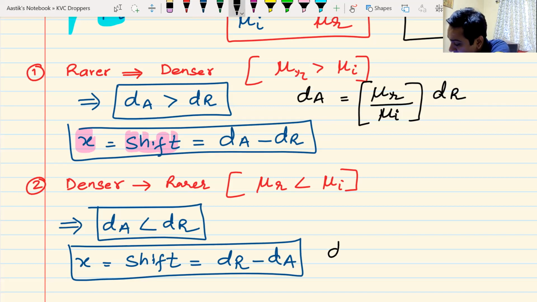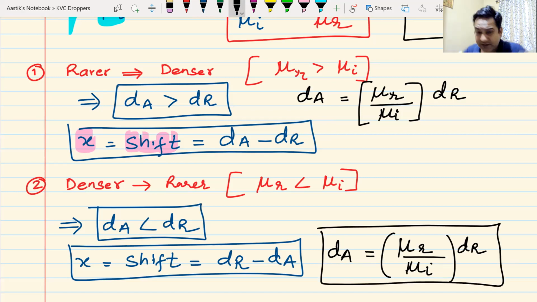The formula of apparent depth still remains the same. It is the refractive index of the second medium, divided by the refractive index of the first medium, multiplied by dr. Do we understand this? Can I have some raised hands that we have understood this? One formula which is valid everywhere, not 2 or 3 or 4 formulas for different cases. One formula everywhere. That's how I always understood, and that is how I am going to make you understand.